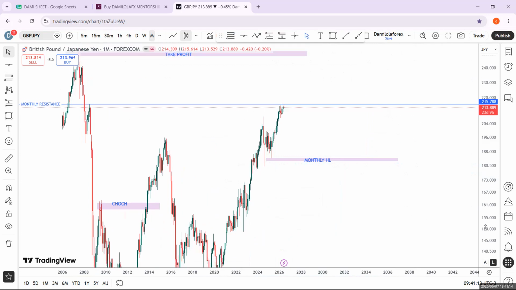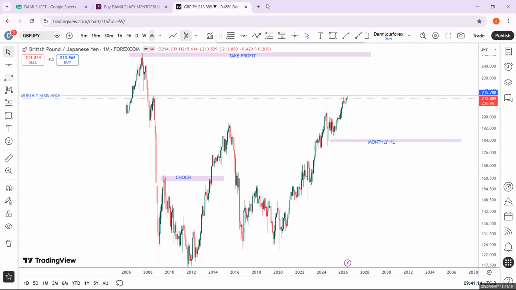So what did we do on the monthly time frame? Again, it's important to do this once over so you guys can connect the dots. First of all, we identified what is known as the CMP, which is the current market price. Then we read the structures that took price to this point.